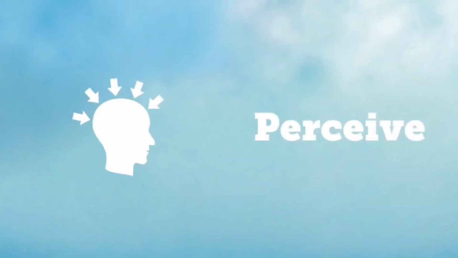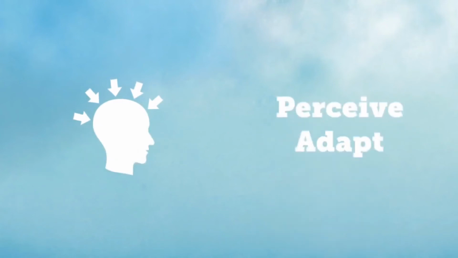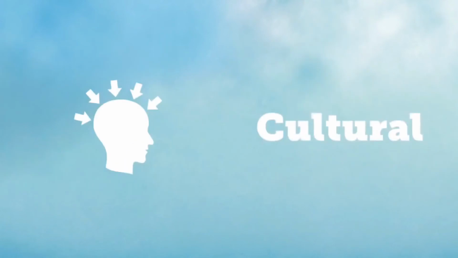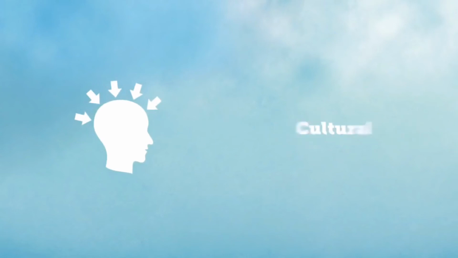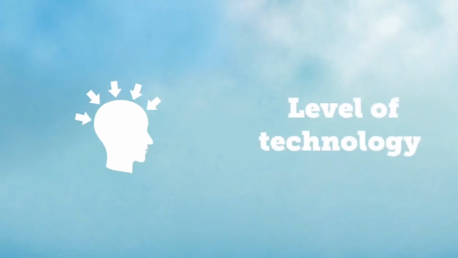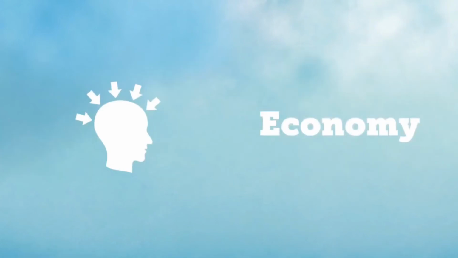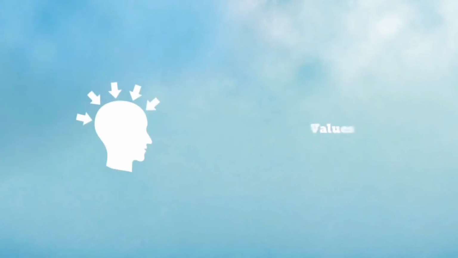Humans relate with the environment in very different ways. It depends on how you perceive it, which leads to people adapting to it in different ways, and using it in different ways. These different perceptions of the environment depend on cultural differences. They could also be based on the level of technology we possess, population density, the type of economy a country might have, and their values and worldview.